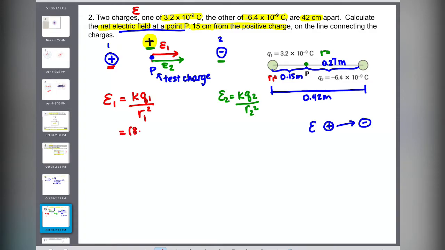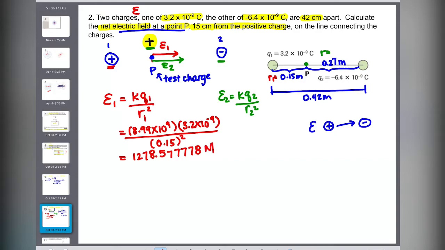Okay, so finishing this up, 8.99 times 10 to the 9 times Q1, which is 3.2 times 10 to the negative 9, divided by R1, which is 0.15. 8.99 E9 times 3.2 E negative 9 divided by 0.15 squared. So I got the answer for the first one to be 1278.5. I know, I don't like to round. Newtons per coulomb. This is to the right based on the picture.